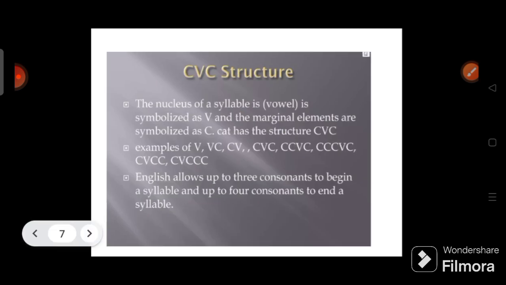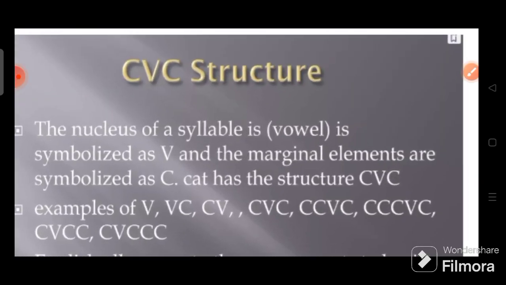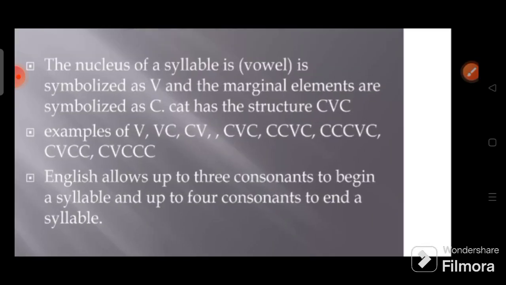So next thing, CVC structure. We will understand the syllable structure. CVC means consonant, vowel, consonant: C stands for consonant, V stands for vowel. The nucleus of a syllable is a vowel, symbolized as V, and the marginal elements are consonants. So there may be syllables like this.